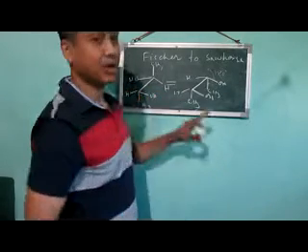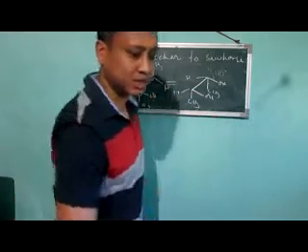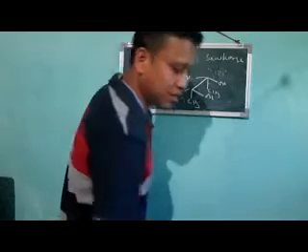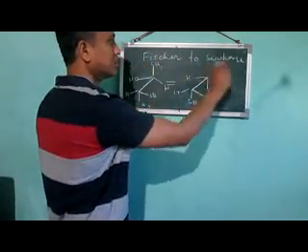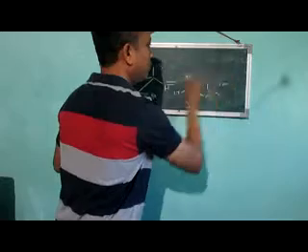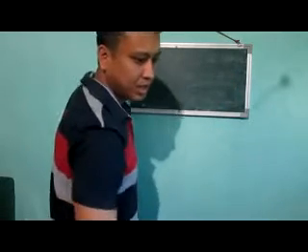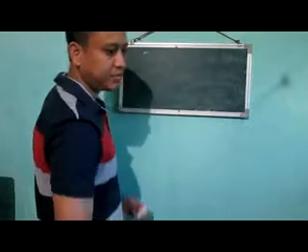So this is how we can write the stable structure, and this form is also known as staggered. I will discuss these things later on. Now we have converted the Fischer structure to the Sawhorse structure. Now how can we convert the Sawhorse structure to Fischer?